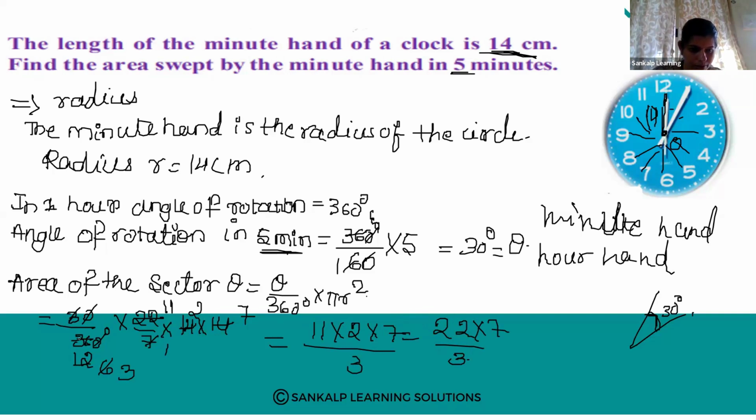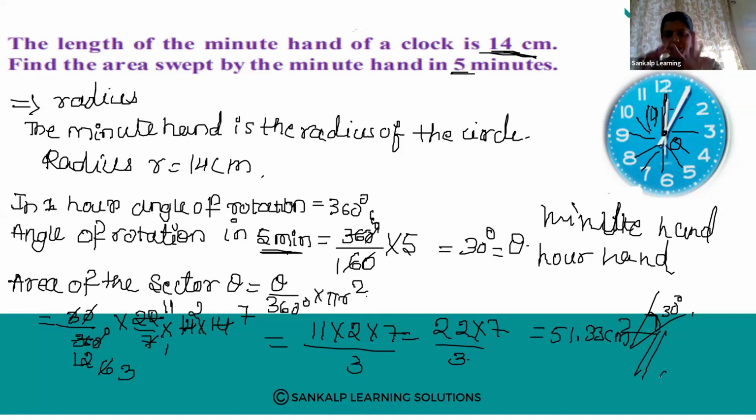So 0 0, 3 ones are 3, 3 twos are 6. Next 2 sixes are 12, 2 elevens are 22. Next 2 threes are 6, 2 sevens are 14. So 22 into 7 divided by 3. So finally you will get 51.33 centimeters square. This is our final answer.